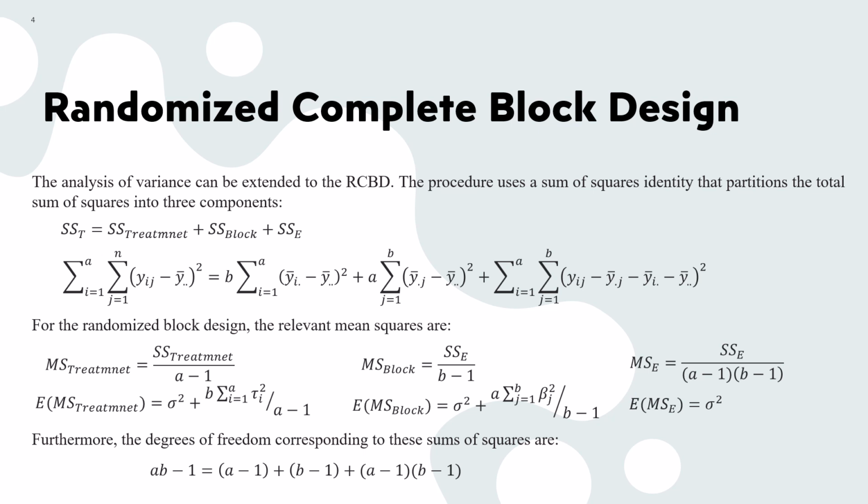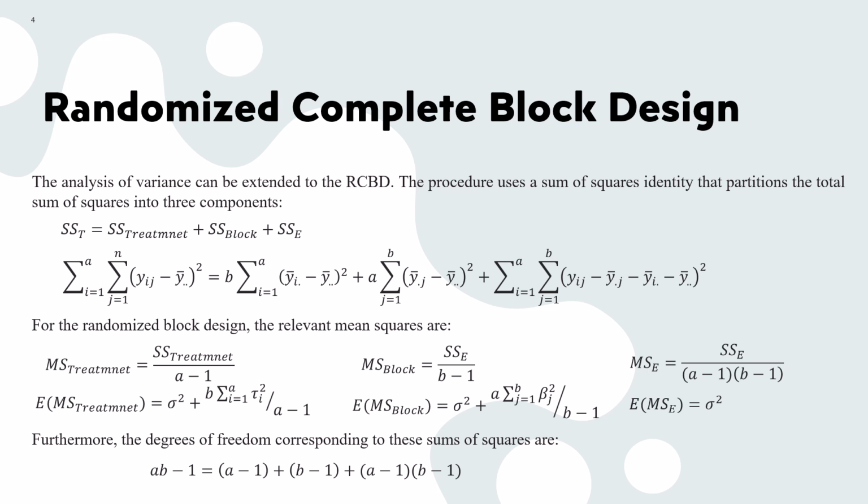These expectations help us understand the statistical properties of the estimates under the null hypothesis. Specifically, the expected mean square for treatment includes the variance of the random error and the treatment effect, while the expected mean square for blocks includes the block effects. The error term is assumed to reflect only random noise, and thus its expectation equals the random error variance.